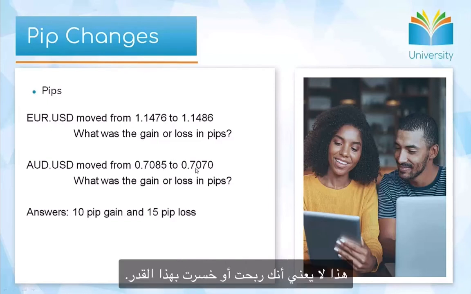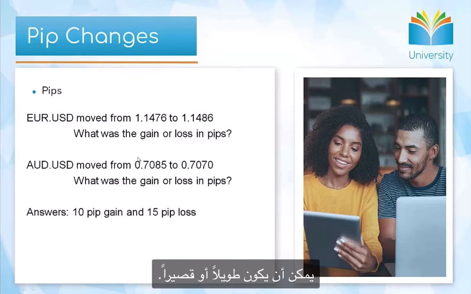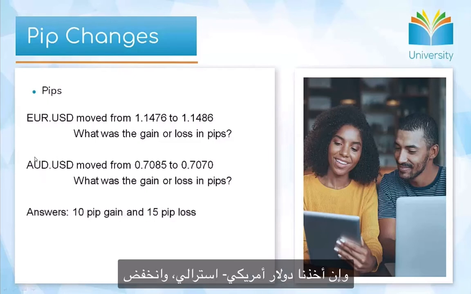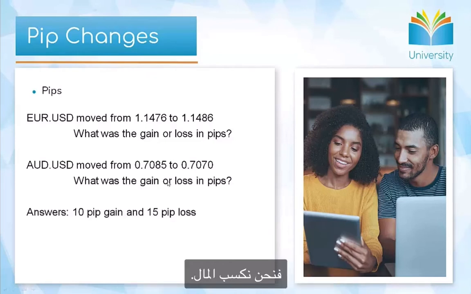Now, that doesn't mean that you made or lost that amount. It depends on which side of the trade you were on. You could be long or short. If you go long a currency pair, you want its value to go up. If you go short a currency pair, you want its value to go down. So we could have made money in both of these trades. If we had bought Euro USD and it went up, we made money. And if we had shorted Aussie USD and it had gone down, we would have made money. We'd have made a 15 pip gain on the currency losing 15 pips.